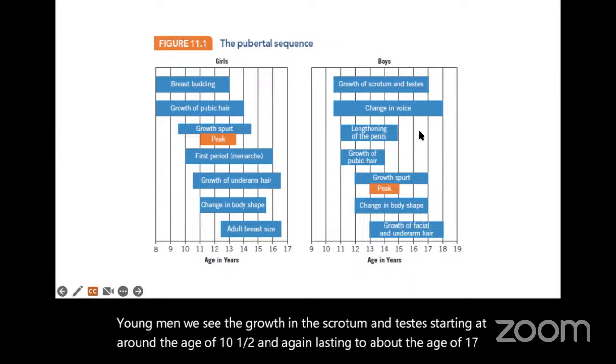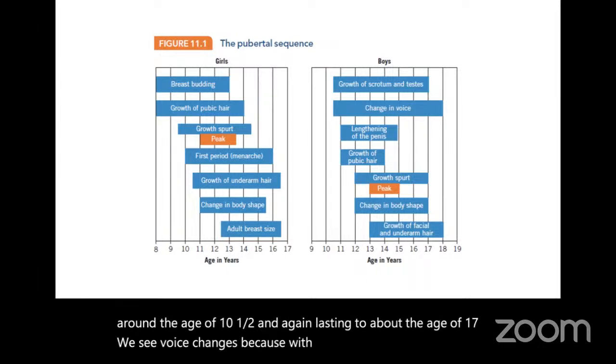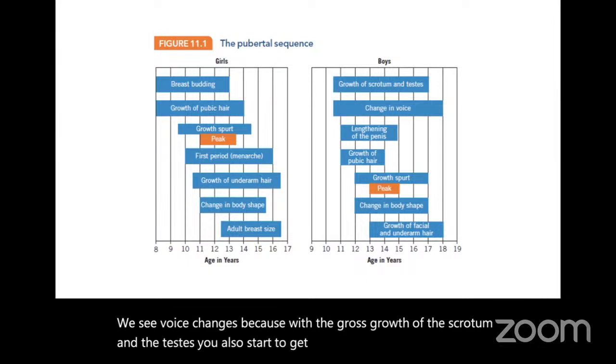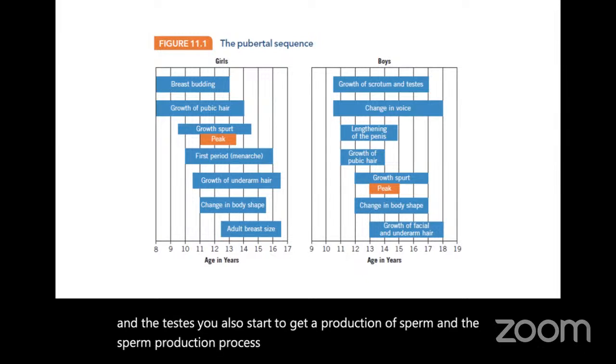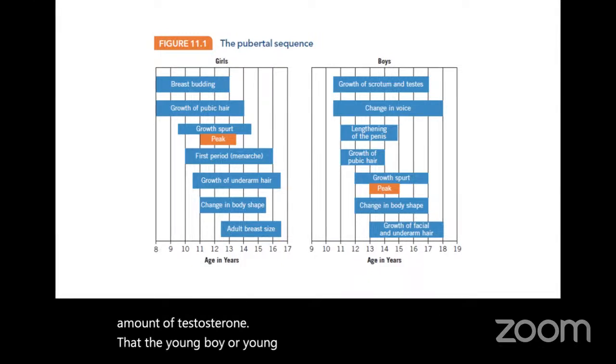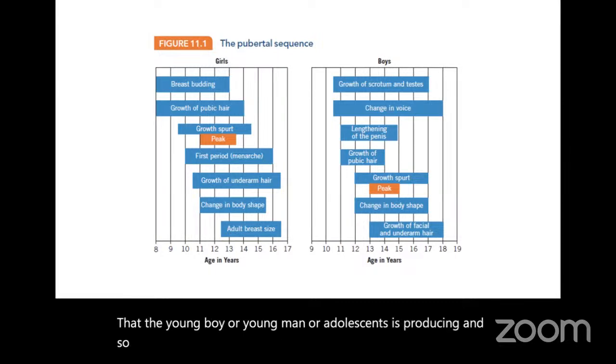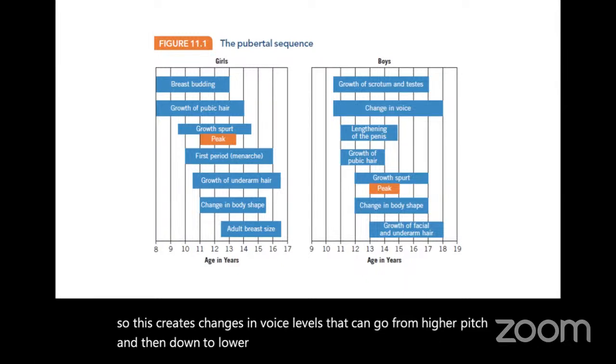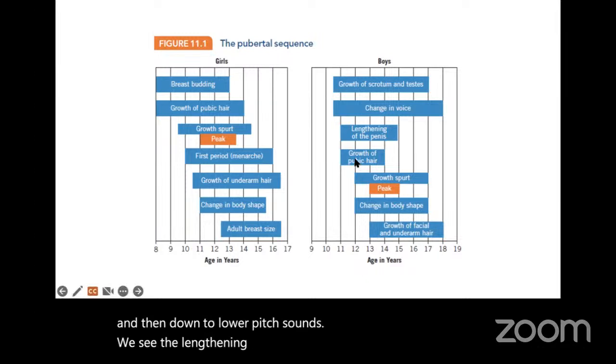We see voice changes because with the growth of the scrotum and the testes, you also start to get a production of sperm, and the sperm production process starts. This increases exponentially the amount of testosterone that the young boy or young man or adolescent is producing. And so this creates changes in voice levels that can go from higher pitch down to lower pitch sounds. We see the lengthening of the penis during this time, and growth of the pubic hair.